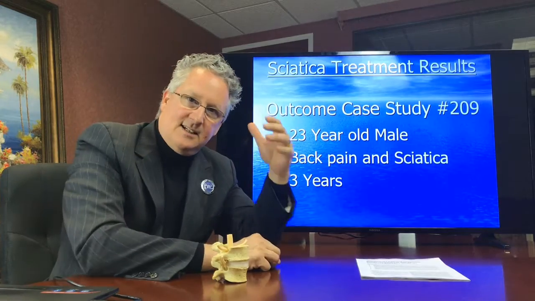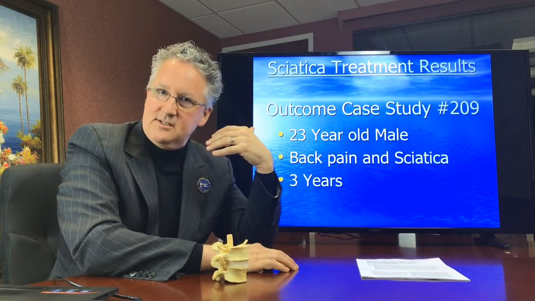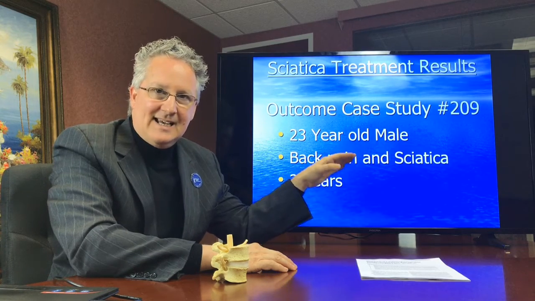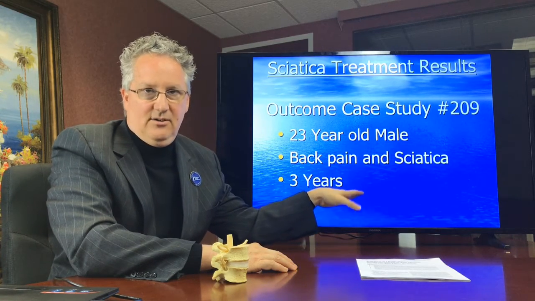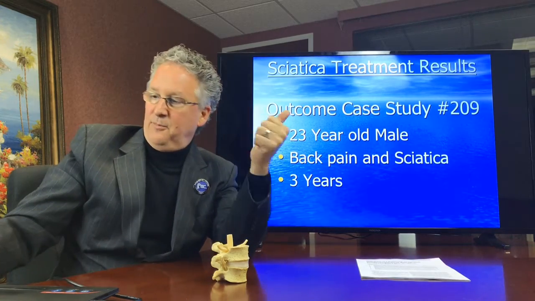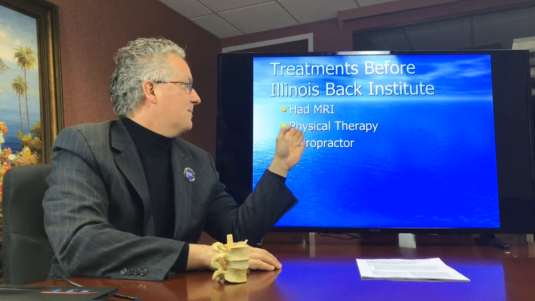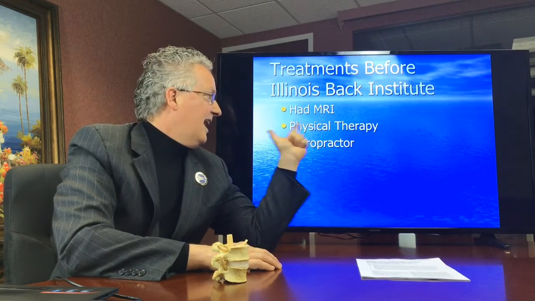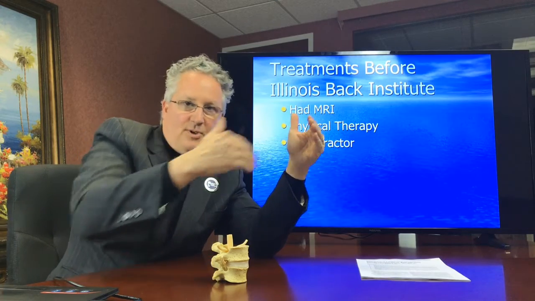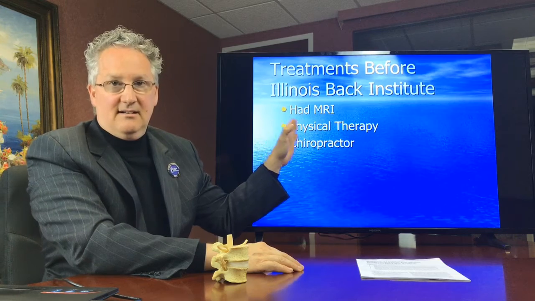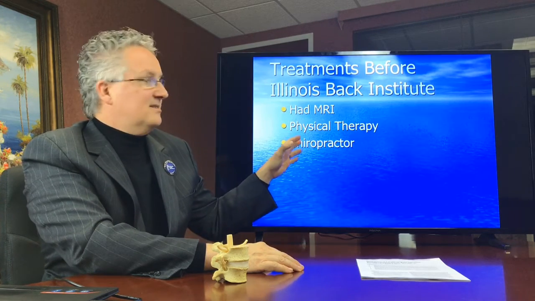So, case study today. Patient came to see us. 23-year-old male. Back pain and sciatica. Had it for 3 years. Had football injuries, had sports injuries, had a lot of back trouble. Before he saw us, he'd had an MRI, he had physical therapy, and he had seen a chiropractor. So during this 3-year period, he'd gone through these different things. Had done PT, high-level PT, had seen a chiropractor. Kind of all the things you would do.